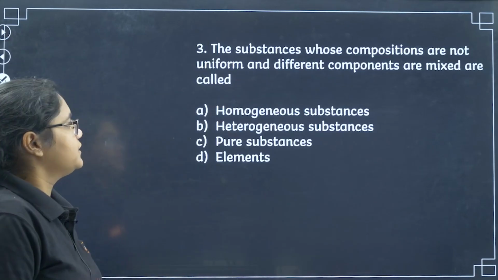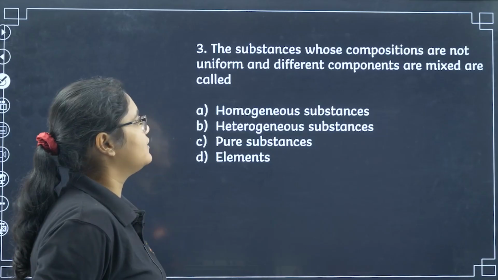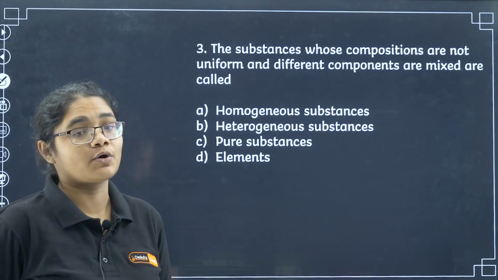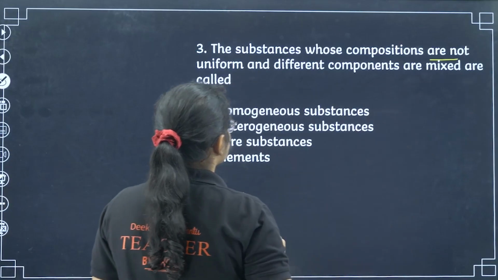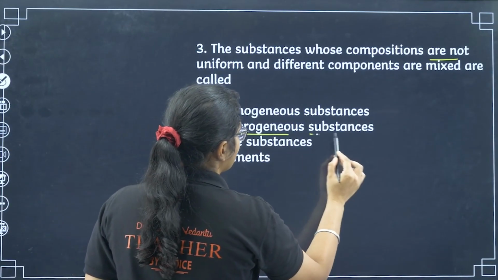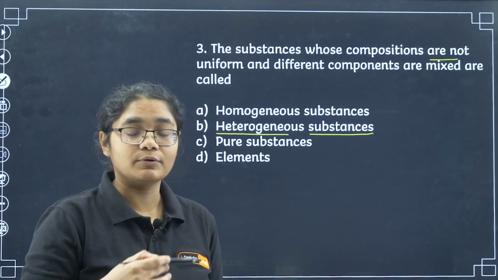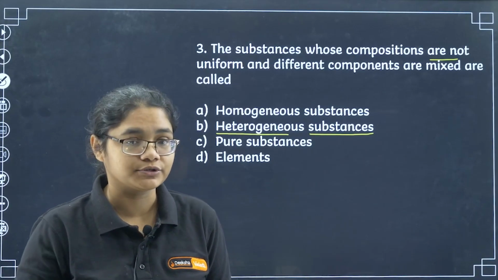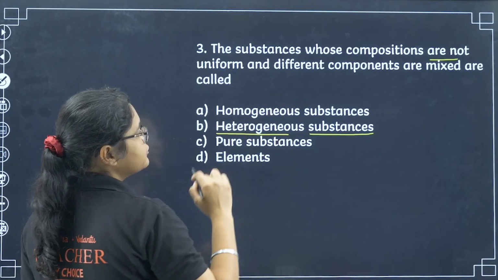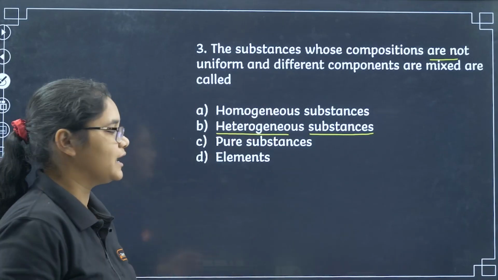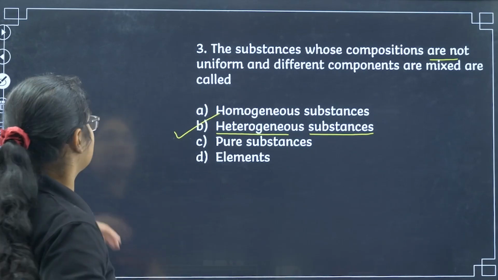Moving to the third question here, the substances whose compositions are not uniform and different components are mixed are called as. So the composition is not uniform. So we have heterogeneous mixture and homogeneous mixture. Homogeneous mixtures are those where the components have a uniform distribution, but here they have non-uniform distribution and different components. So that is why it is a heterogeneous substance. That is option number B here.